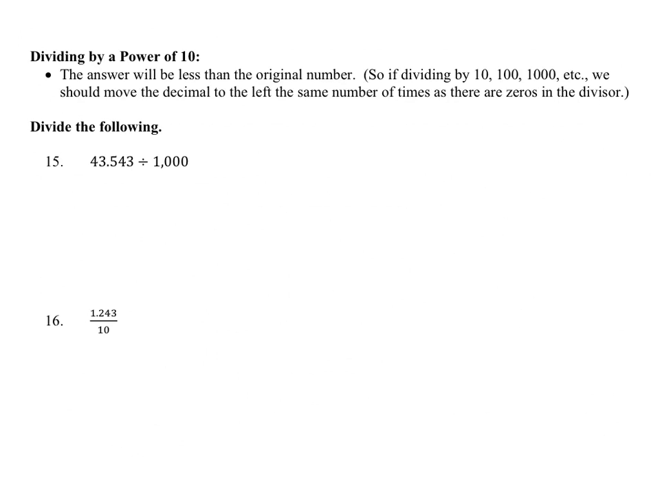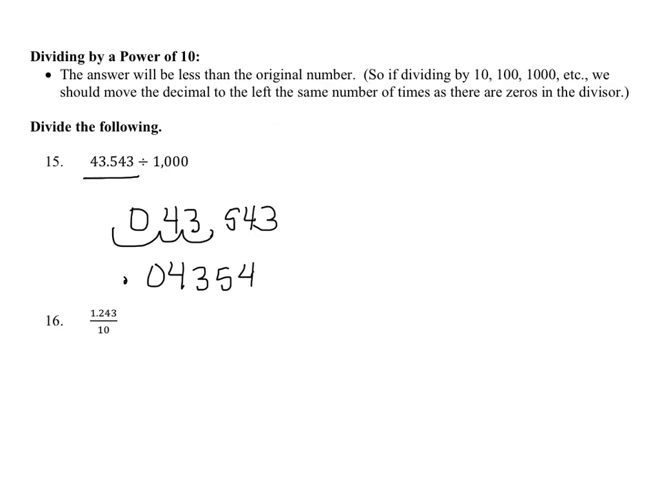Dividing by a power of 10 is not too bad. If I'm dividing this number by 1,000, I'm going to make it 1,000 times smaller. So I'm going to move the decimal point to the left 3 spaces. So I'm going to go with 1, 2, 3, and then I'm going to put a 0 here. But I'm not going to be lazy, and I'm going to write the number out.